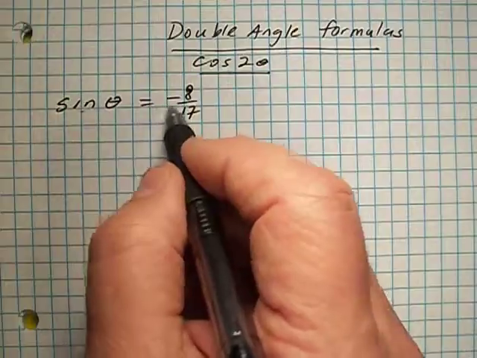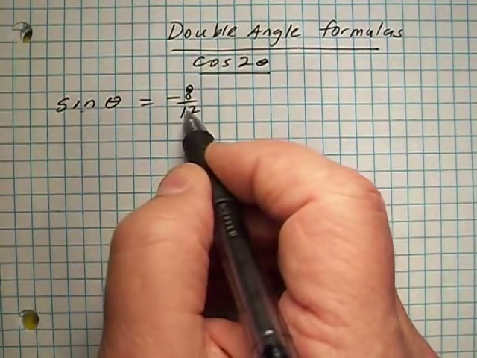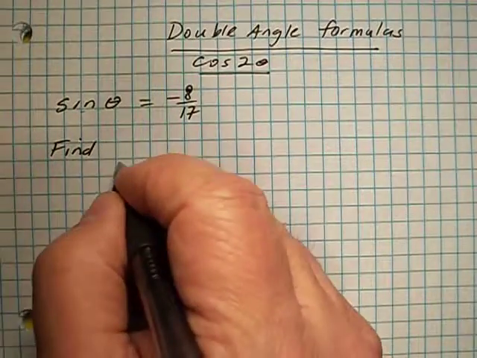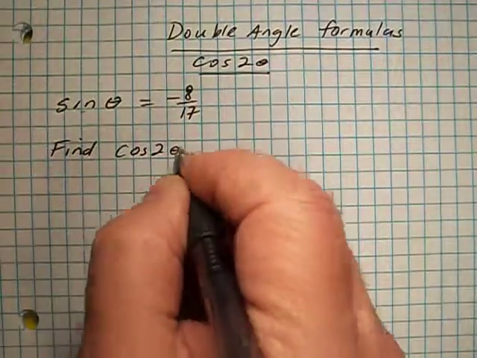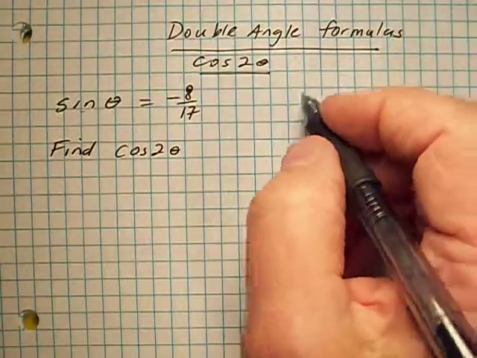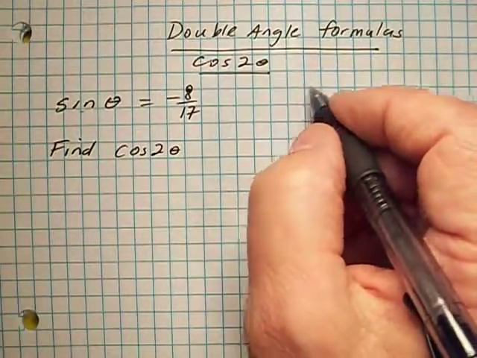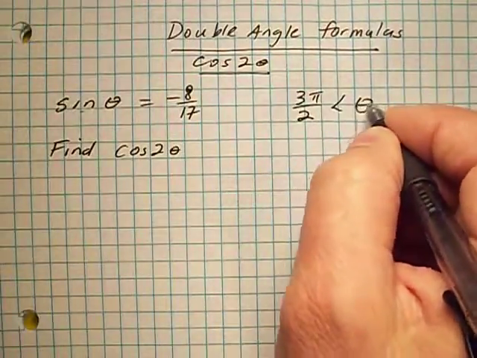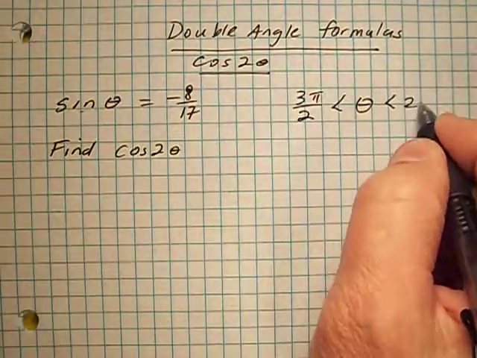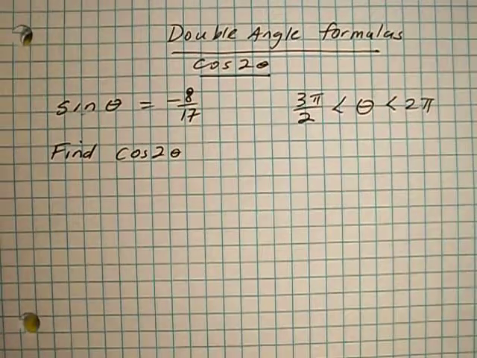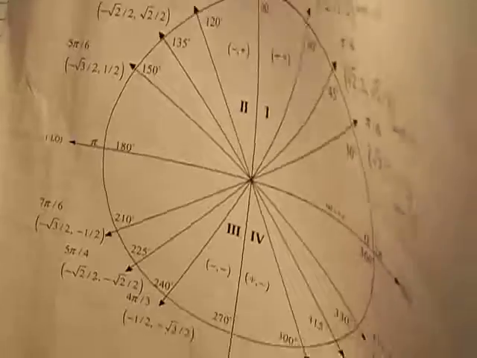Sine theta equals negative 8 over 17, and we're asked to find cosine 2 theta. Okay, we're also given that theta is between 3 pi over 2 and 2 pi. So what we do is we look at our unit circle.